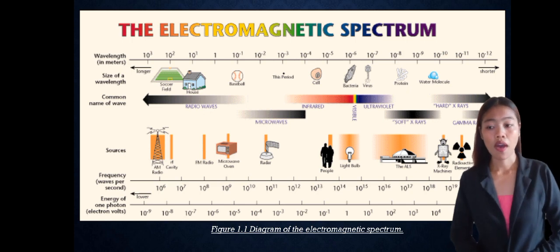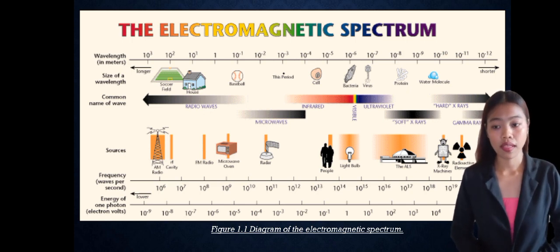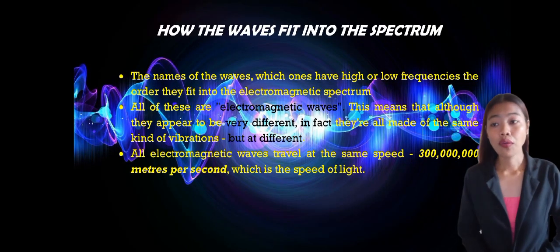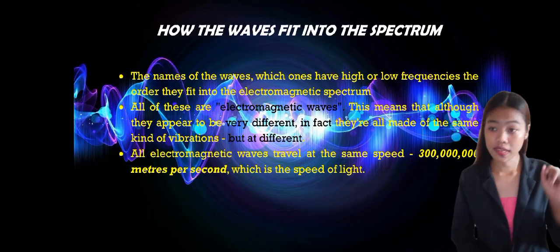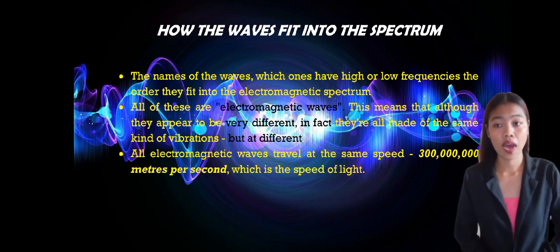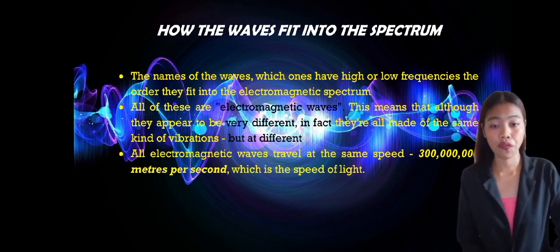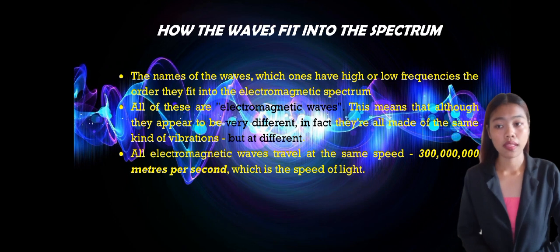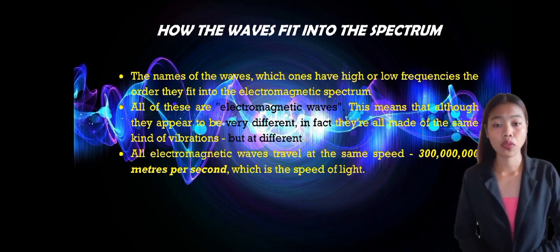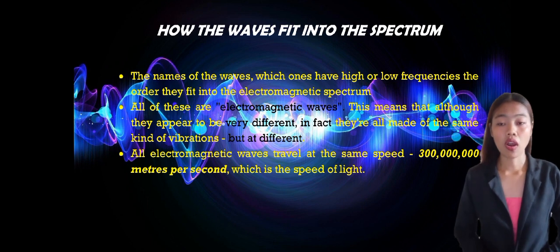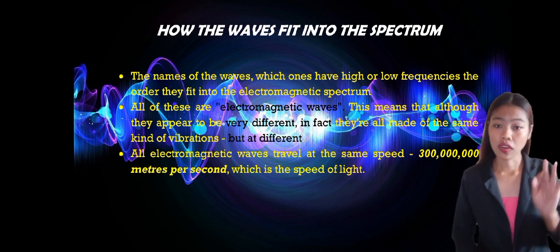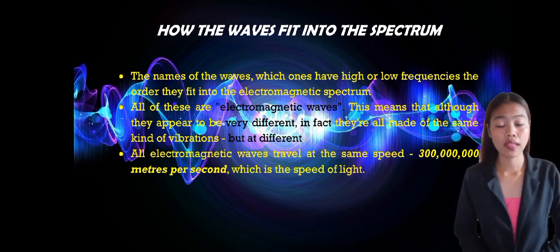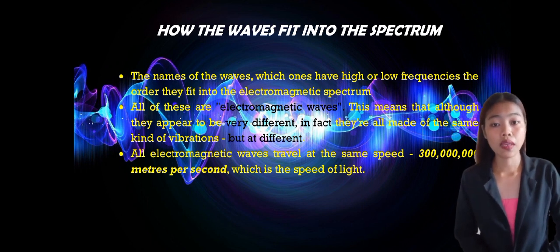How do these waves affect us humans, our environment, and other organisms? How do waves fit into the spectrum? First, the names of the waves, which ones have high or low frequencies, and the order they fit into the electromagnetic spectrum. Second, all of these are electromagnetic waves. This means that although they appear to be very different, in fact, they are all made of the same kind of vibration, but at different frequencies. Third, all electromagnetic waves travel at the same speed, about 300 million meters per second, which is the speed of light.